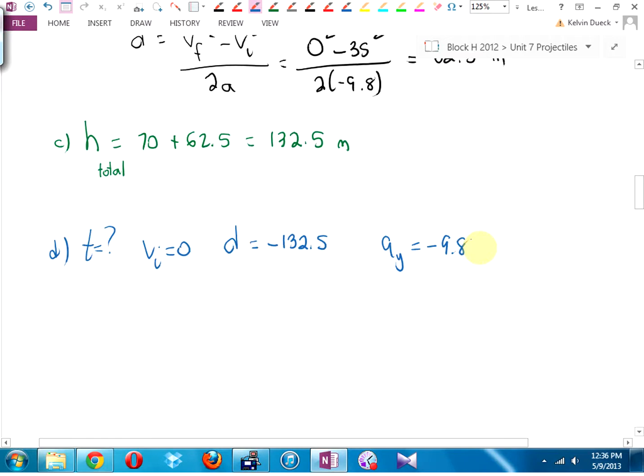So I'm looking for an equation that has T, VI, D, and A in it. Can you spot it, TJ? It's got to have a T in it, so that eliminates one of them. Look for a D and a VI and an A and a T. Which one are we talking about, folks? D equals VIT plus 1/2 AT squared. And this equation for this situation does have one nice feature. Do you see it?